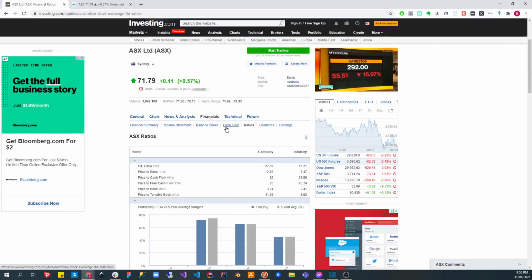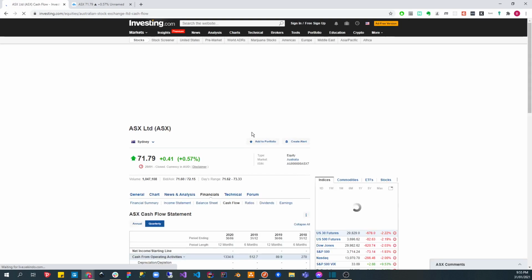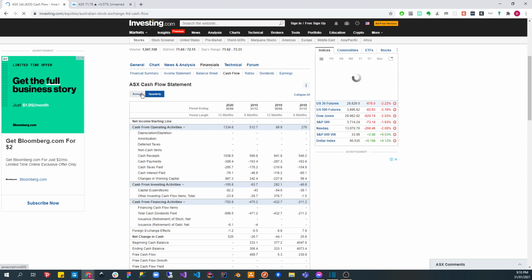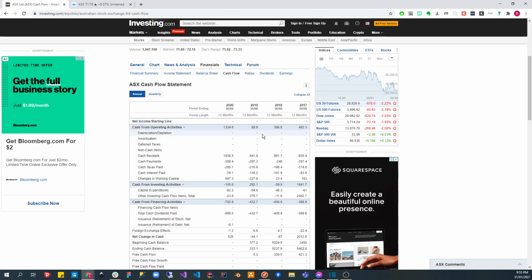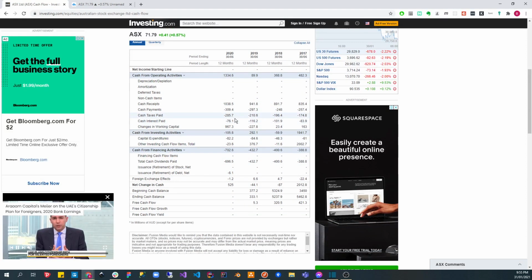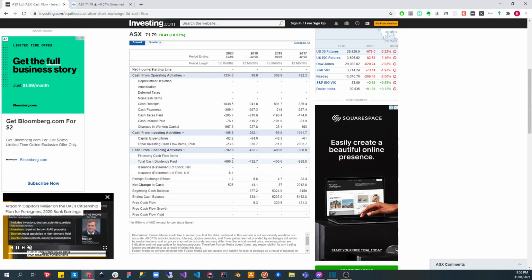Okay, jumping straight to the cash flow. And let's look at annual cash flow. So, whoa, what? That's crazy. Operating activity's gone up by 10 times or even more than 10 times, cash receipts. Interest paid, investing activities, financing activity. So it's just paying out dividends. Oh yeah, I didn't see the dividends there.